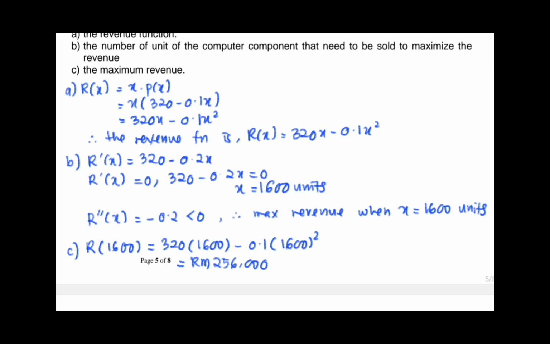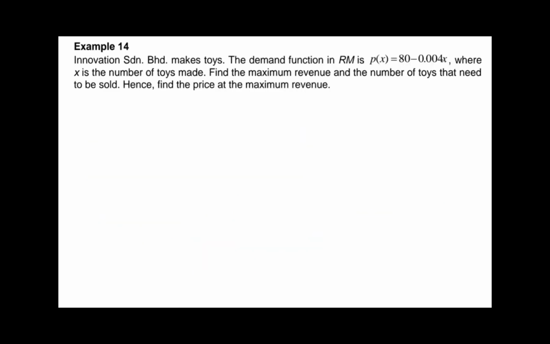Example 14, Innovation Sdn Bhd makes toys. The demand function in RM is P of X equal to 80 minus 0.004X, where X is the number of toys made. Find the maximum revenue and the number of toys that need to be sold. Hence, find the price at the maximum revenue.